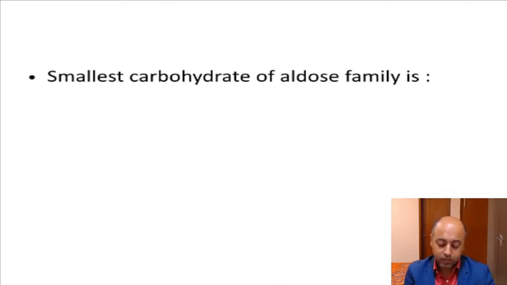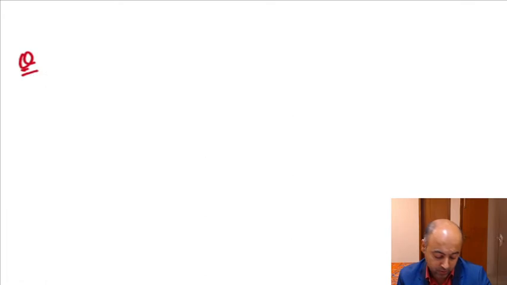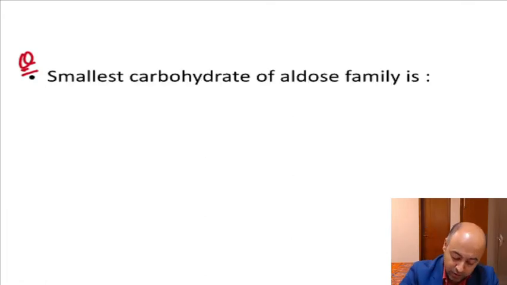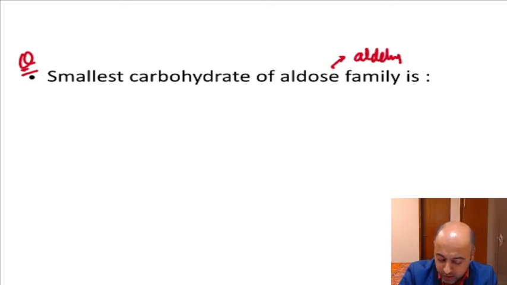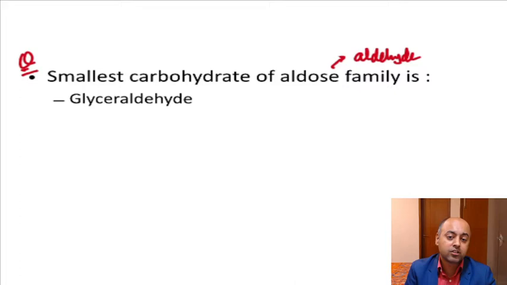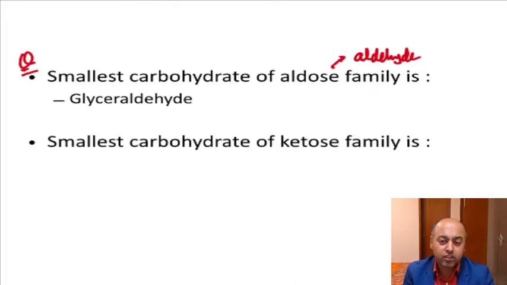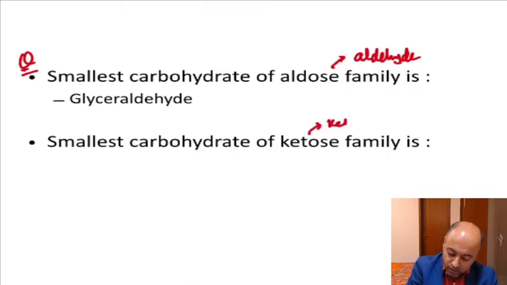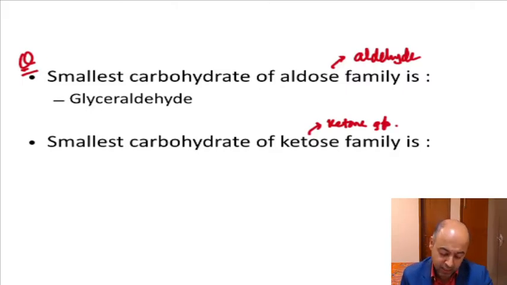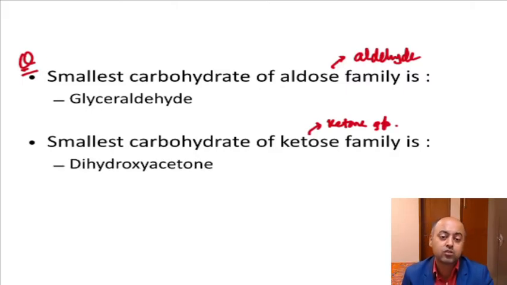Moving on, some common questions which are asked. Smallest carbohydrate of the aldose family. What do you mean by aldose family? When we say aldose family, the functional group is the aldehyde. So it is glyceraldehyde. Then, which is the smallest carbohydrate of the ketose family? Here the ketone group is present. Then we have the ketose family. Here the answer is dihydroxyacetone. These are two straightforward questions which you must be able to answer.